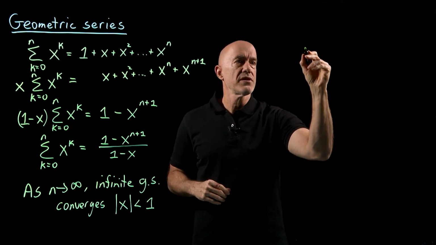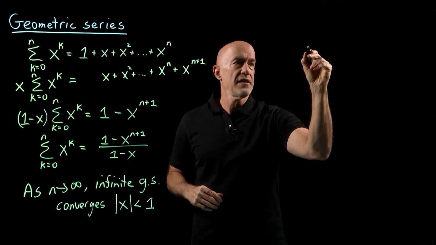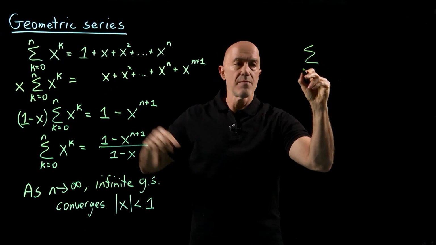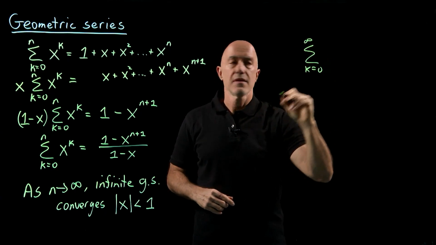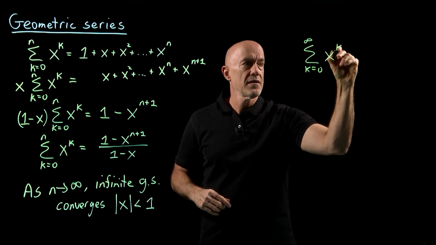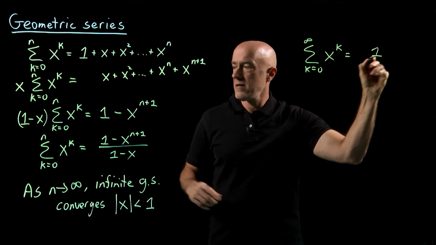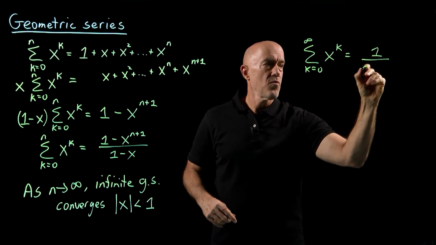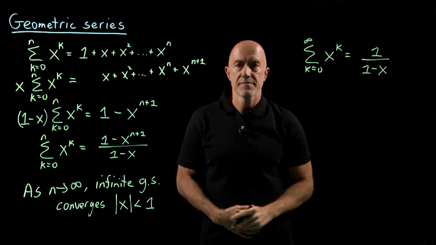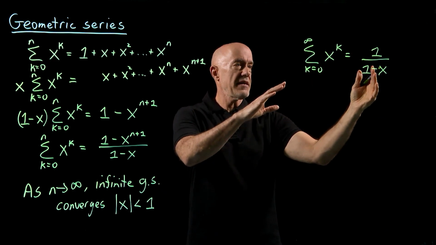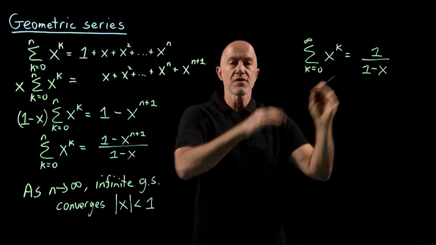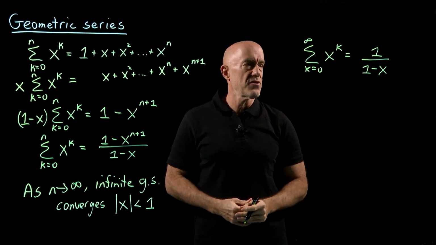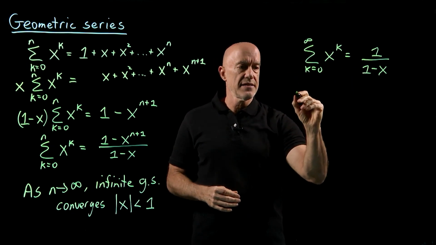So we get the very nice result that the sum from k equals 0 to infinity of x to the k is equal to 1 divided by 1 minus x. Okay? And that is the infinite geometric series. We'll have a lot of use for this later in the course. Let's look at an example.